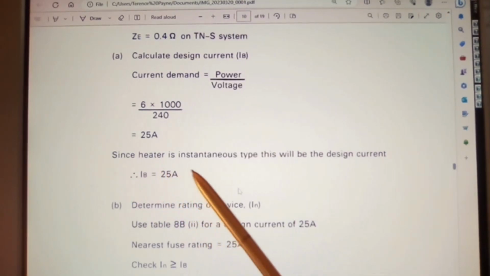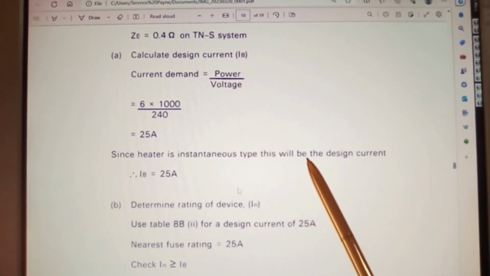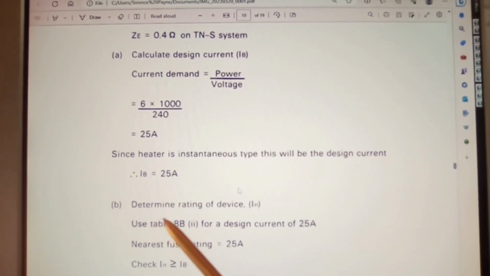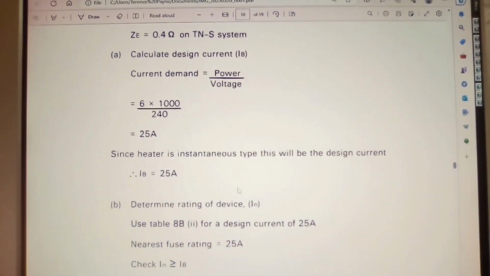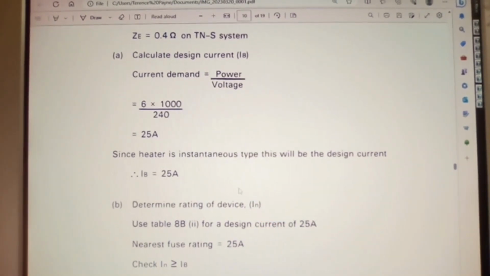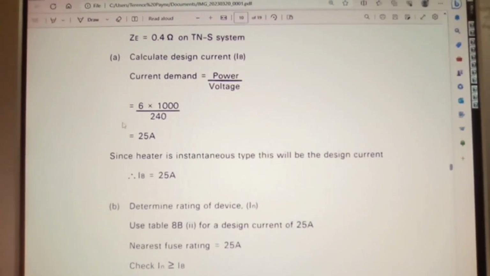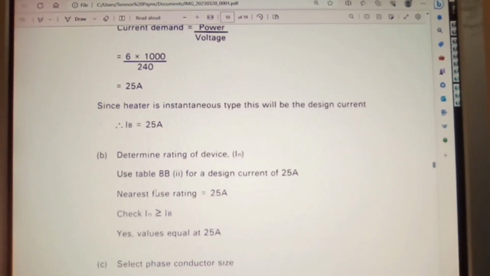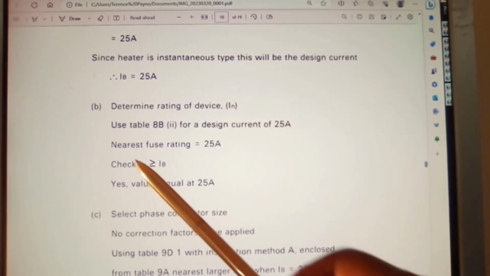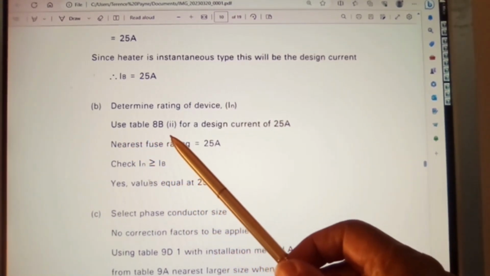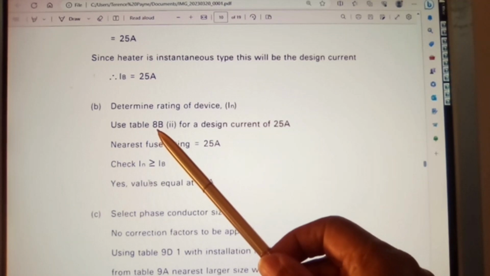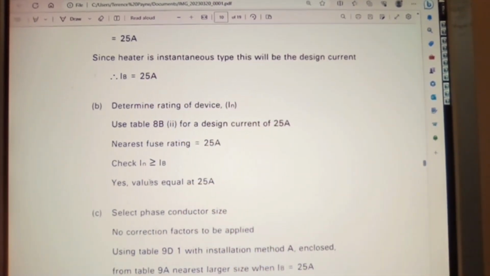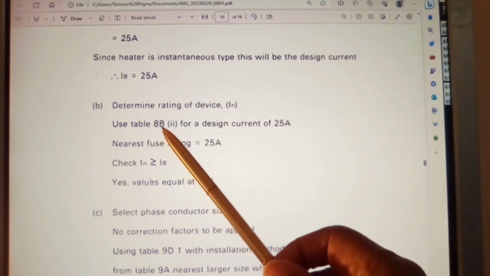Since the heater is instantaneous type, this will be the design current, IB equals 25 amps. Determine rating of device, IN, okay? And again, you're able to see what these are. Look back at the information in regards to part 1. Use table 8B. Now again, be aware that table 8B may change, but what you're looking for is the rating values in regards to the design current.